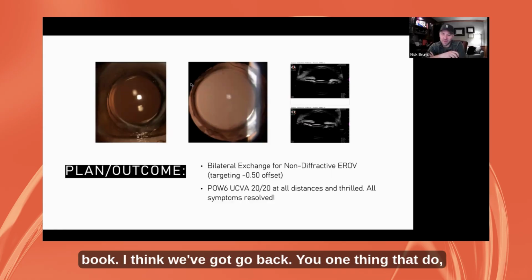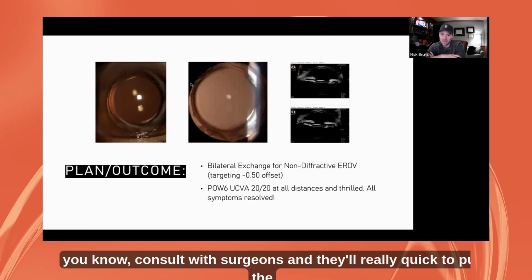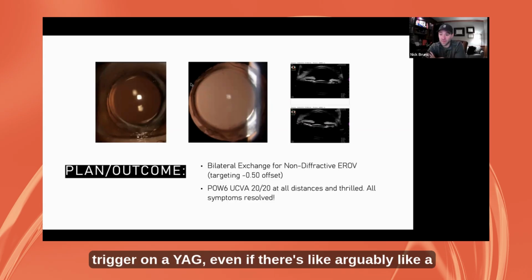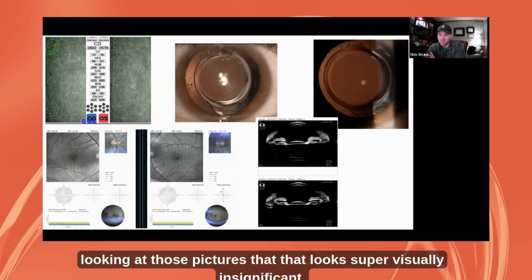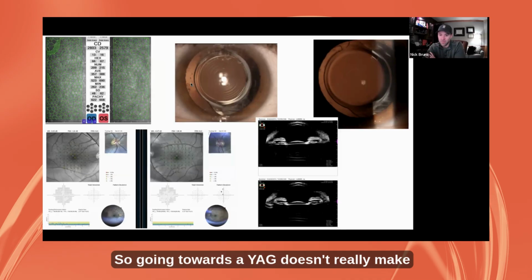I think we got to go back. One thing that I do, I consult with surgeons, and they'll be really quick to pull the trigger on a YAG, even if there's arguably a little bit of PCO, but really not much. Looking at those pictures, that looks super visually insignificant. So going towards a YAG doesn't really make sense. I think that's really just kind of buying time.